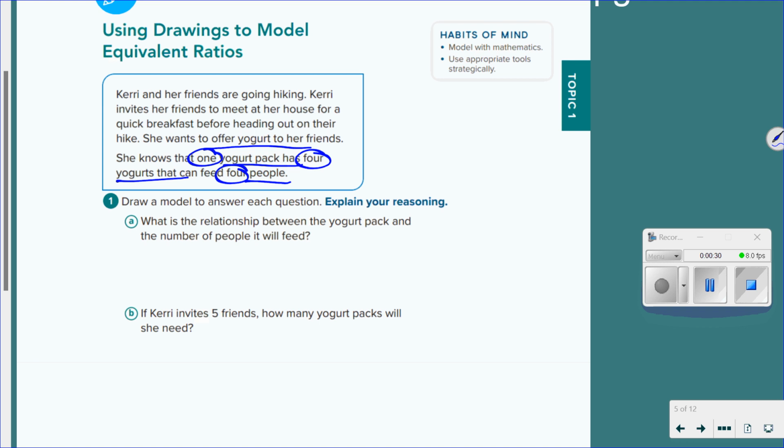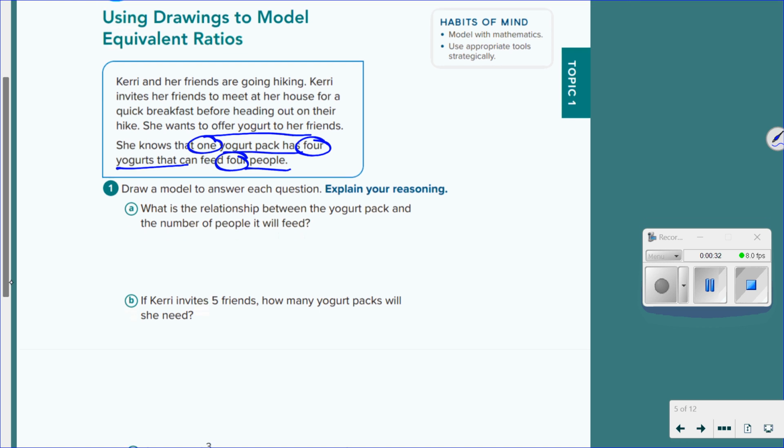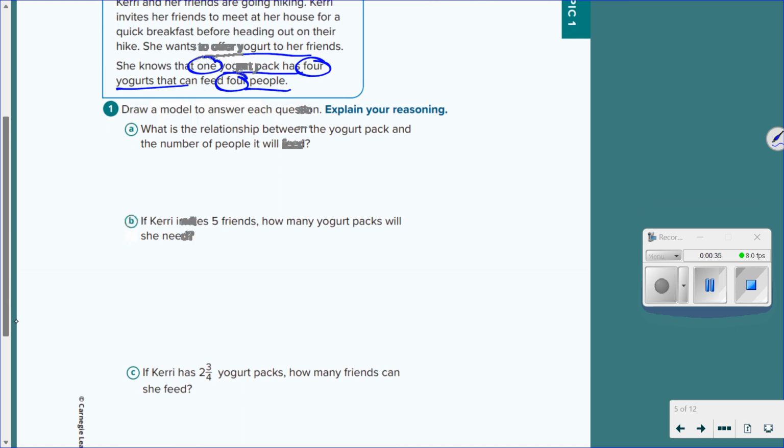So it says, draw a model to answer each question and explain your reasoning. So I'm going to do A with you, and then I will let you do B and C. It says, what is the relationship between the yogurt packs and the number of people it will feed? So if I'm going to draw a model, what do I know about the yogurt packs? Each yogurt pack has 4 yogurts, so it can be 4 people.